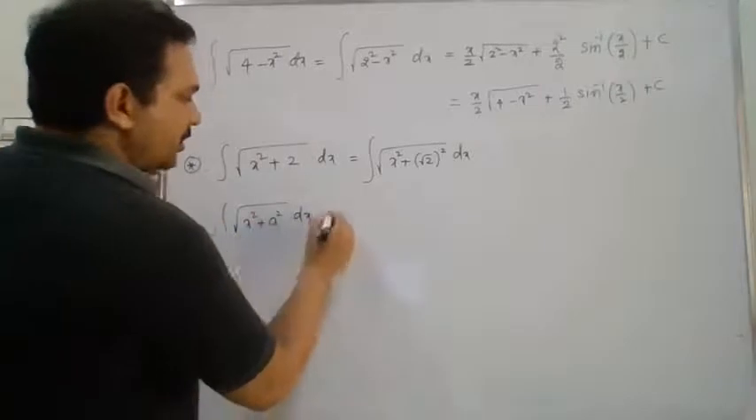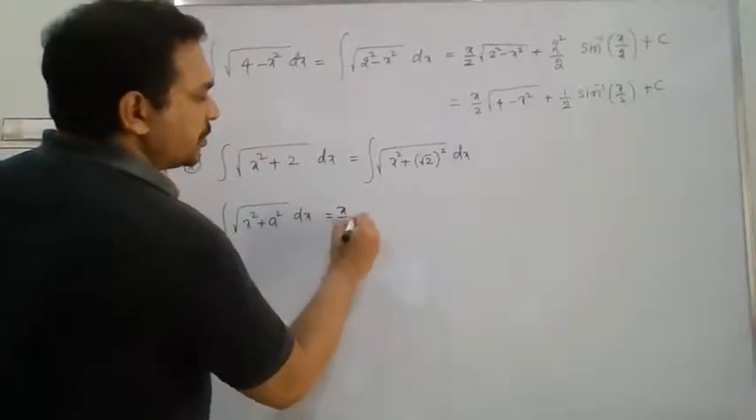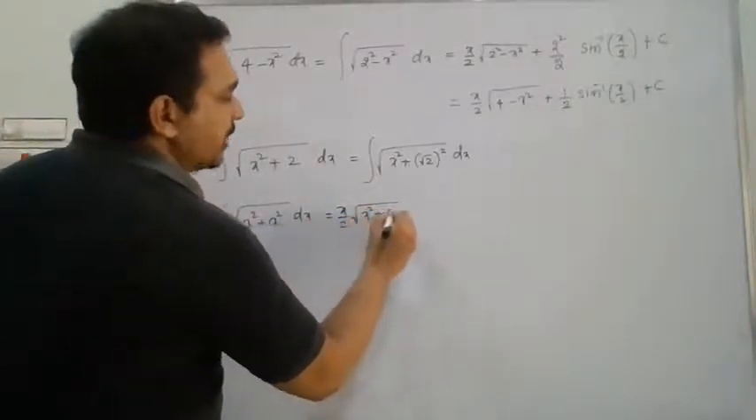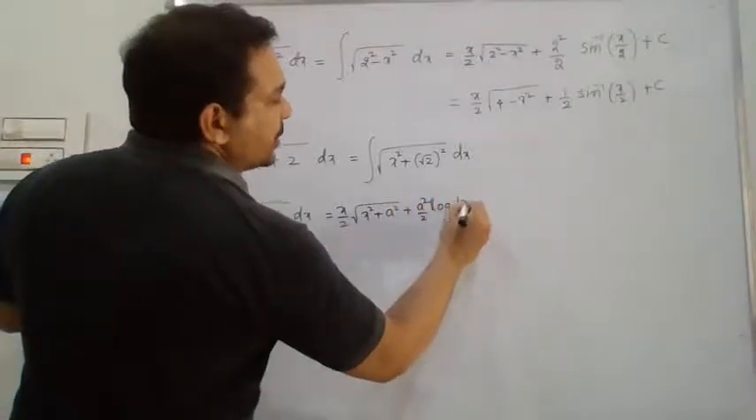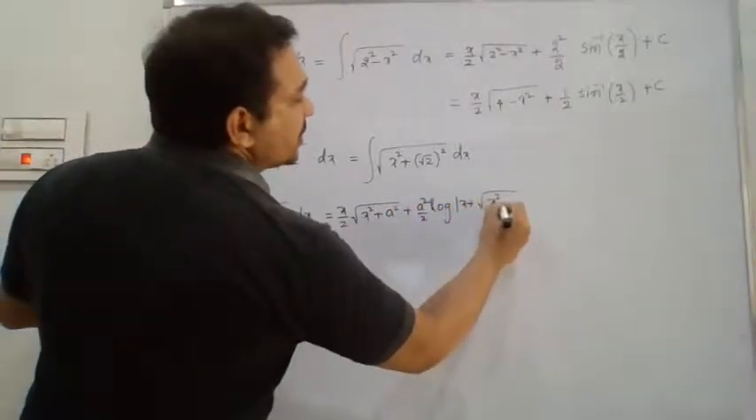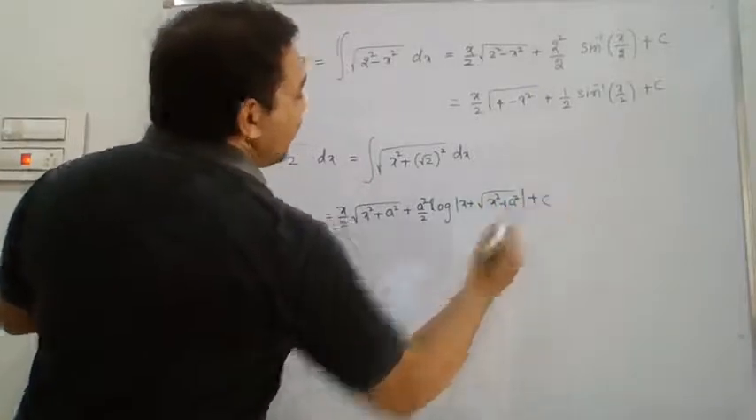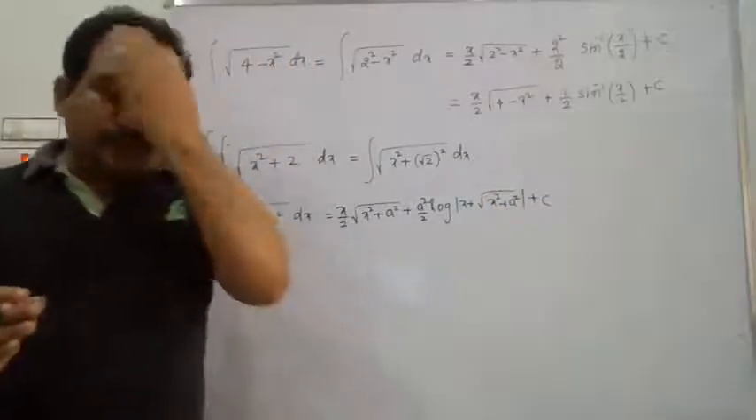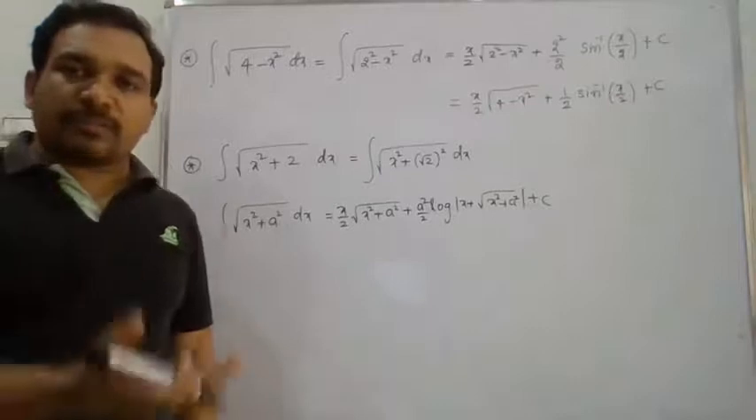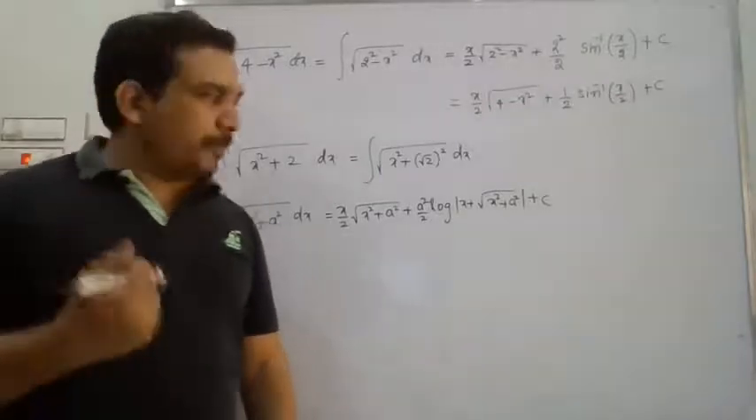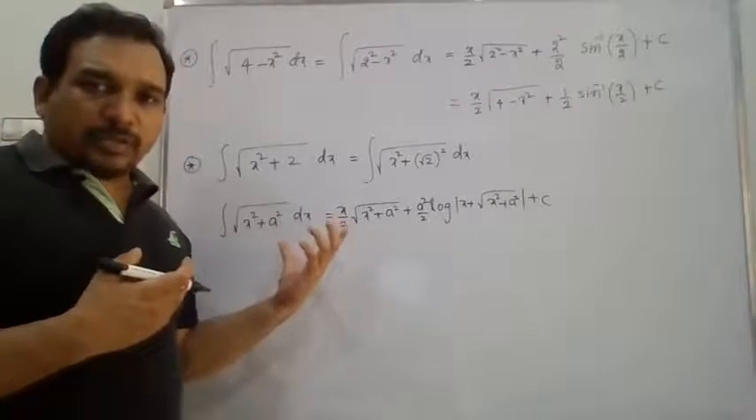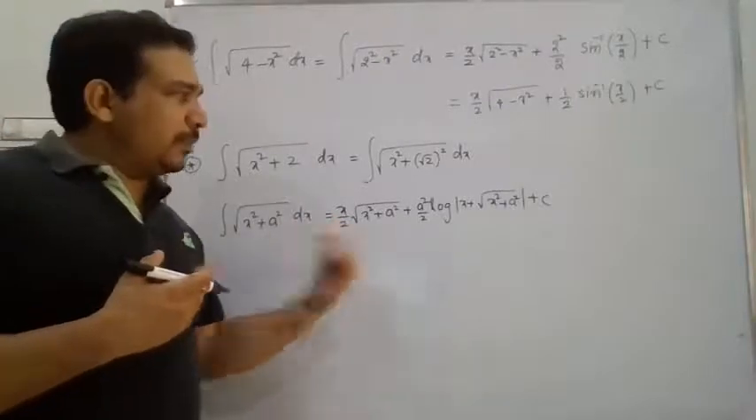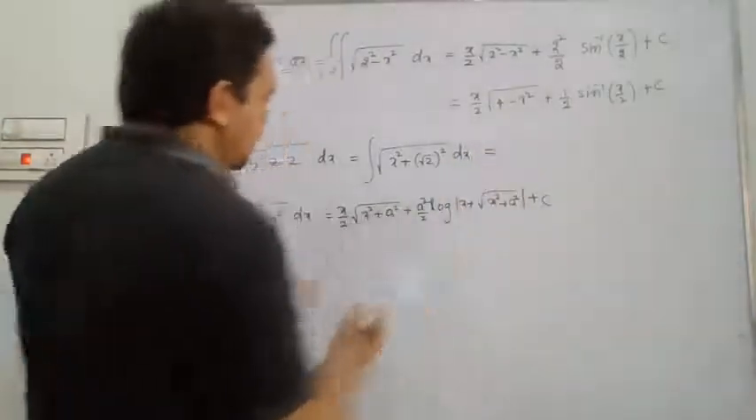What is the formula for this? The answer is x by 2 square root of x square plus a square, plus a square by 2 into log of x plus square root of x square plus a square plus c. See, you need to remember the formula. If you remember the formula, then only you can solve the question very fast and easily. So do remember the formula. Already I have done the proofs for those. So directly remember it.